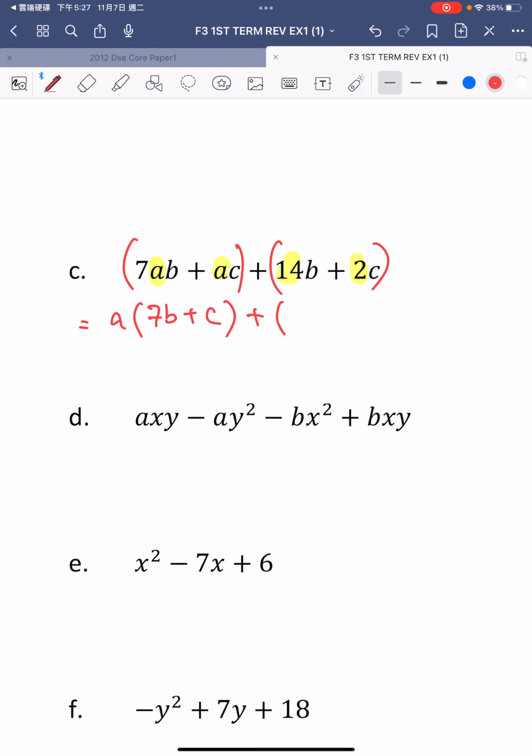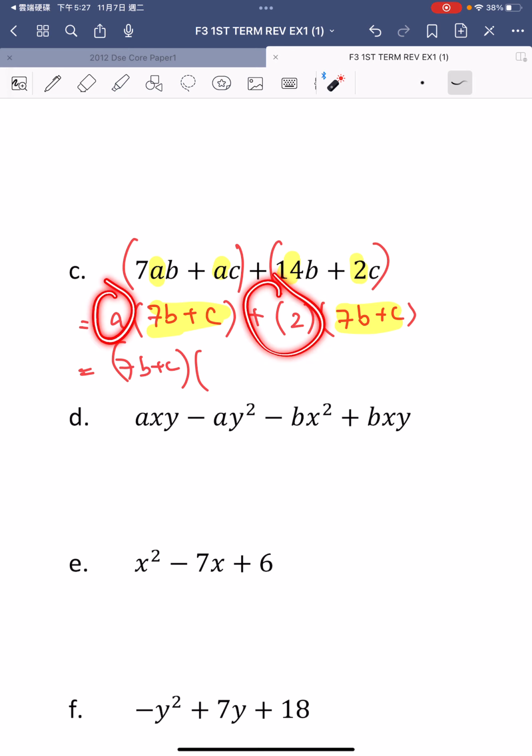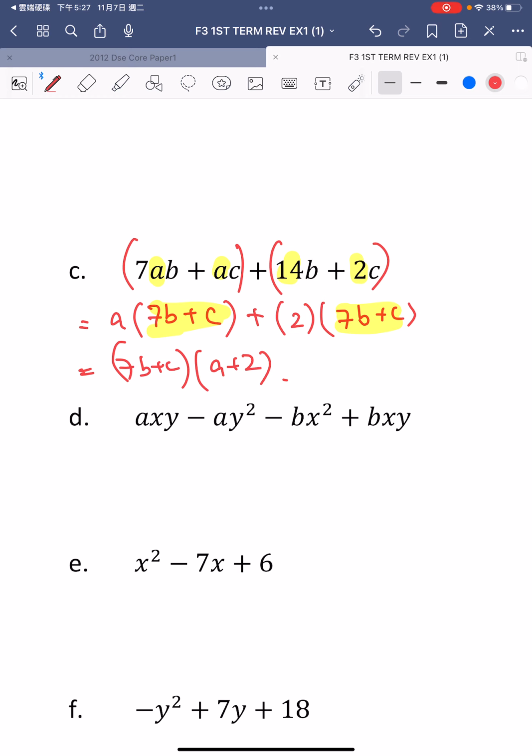Keep the plus, and then what we have here, 14 and 2, we can take out 2 as the common factor. Then what we have left is 7B plus C. So once again, there's another common factor, 7B plus C, isn't it? So it is equal to 7B plus C times what we have left, which is just A plus 2. Okay, so that's for question C.